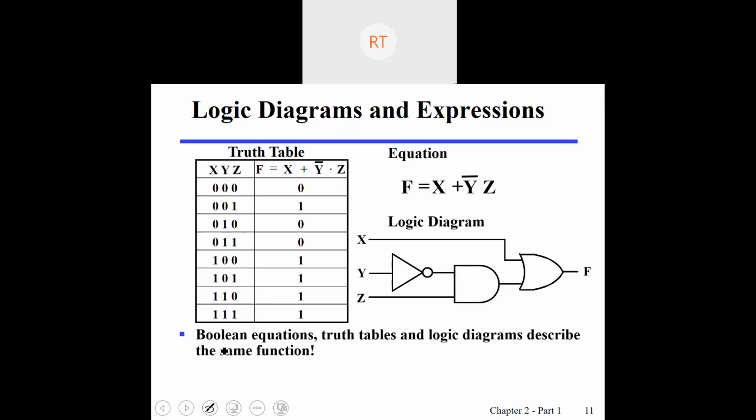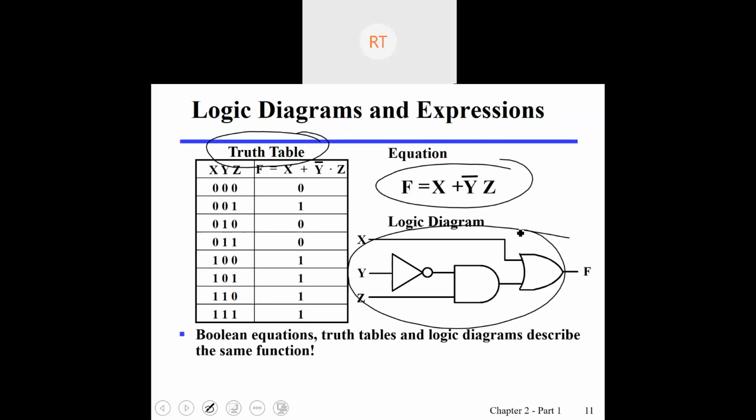Boolean equations is this. Truth table is this. Logic diagram is this. They all describe the same function. So whatever function you have, whatever circuit you are trying to draw, you can represent it via a truth table or an equation or a logic diagram. They are exactly the same representation, describing the same function. You wouldn't have a different output in a logic diagram different from its truth table. It must be the same.